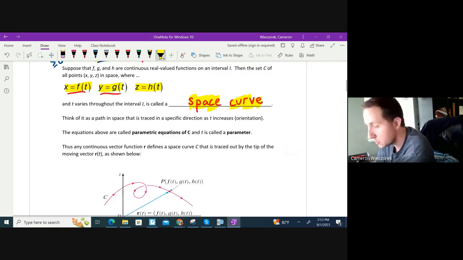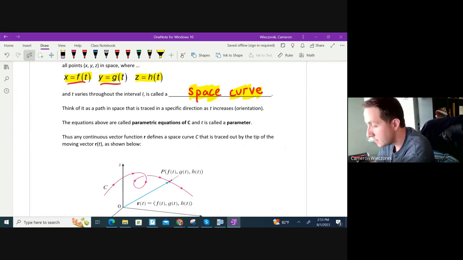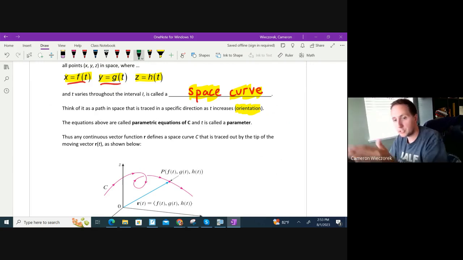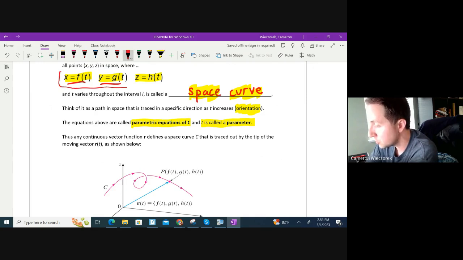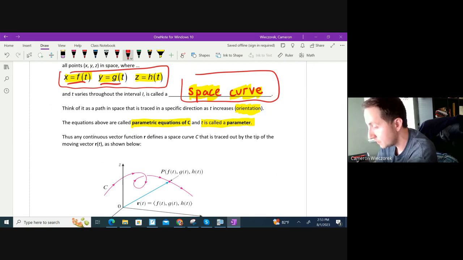It's a path. All you're doing is traversing a path, and you're looking at how that path is traced as the parameter value increases or decreases. So just like you learned with parametric equations, the orientation matters. There's going to be a specified orientation, a direction that curve has to follow. The individual functions are called parametric equations of C, and t is called the parameter. This is a set of parametric equations, and it produces a space curve, which is what we call the graph.